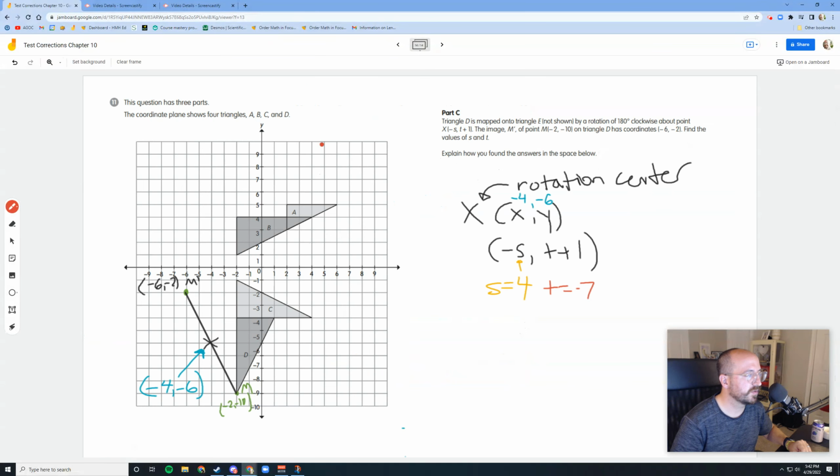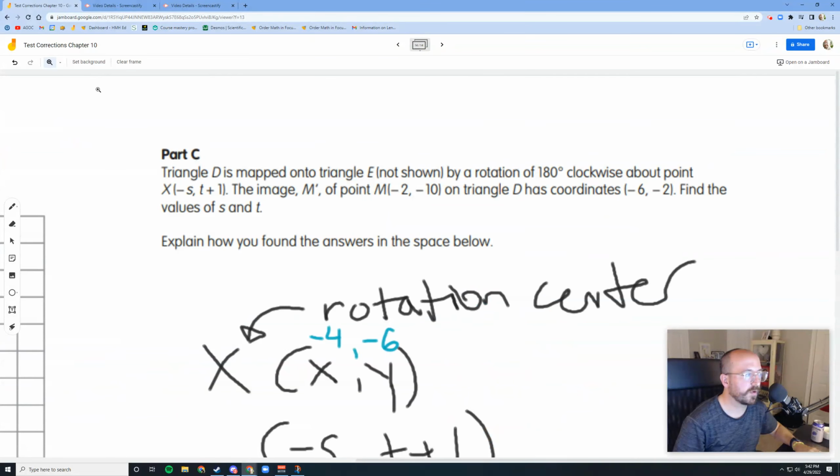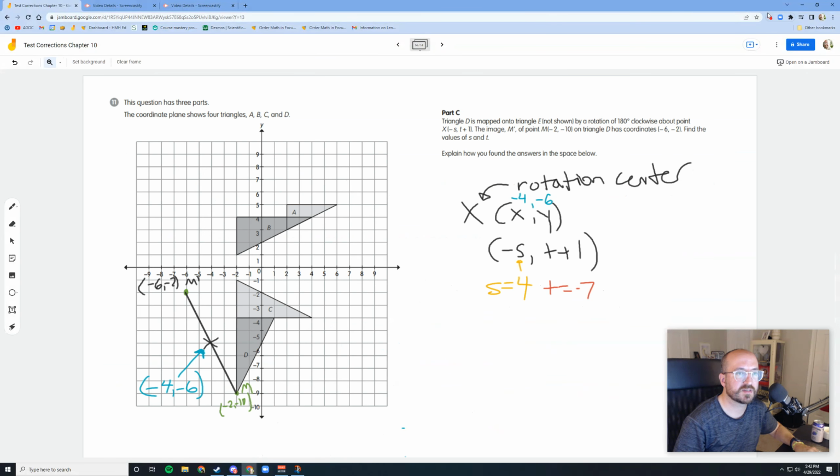So that's how you do part 11 of this. You map the points. You know that it's going to be equidistant from the rotational point. Find that equidistant point and just make sure that you're solving for S from the equation or situation it gave us. Cool. That's how you do number 11.